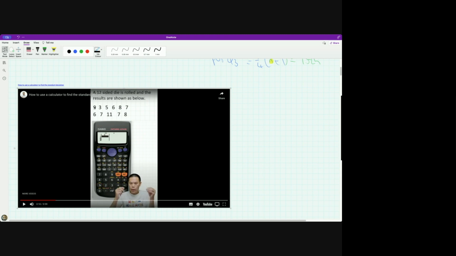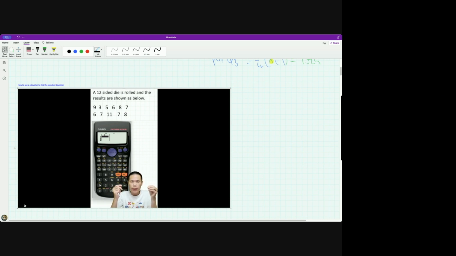Now we are going to input all the data above here by going 9 equals, 3 equals, 5 equals, and so on. If your calculator has a frequency column, it doesn't affect anything, so just leave it as it is, okay? So just ignore that column. So just put the value in, okay? So let's go 9 equal, 3 equal, 5 equals, 6 equal, and then we have 8 equals, 7 equals, 6 equals, 7 equal, and then we have 11 equal, 7 equal, 8 equal. So that's it. Now what we do.